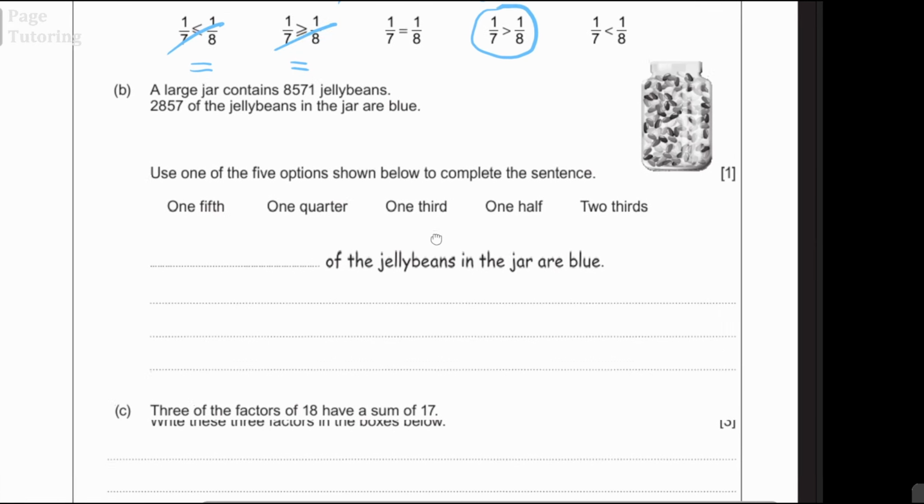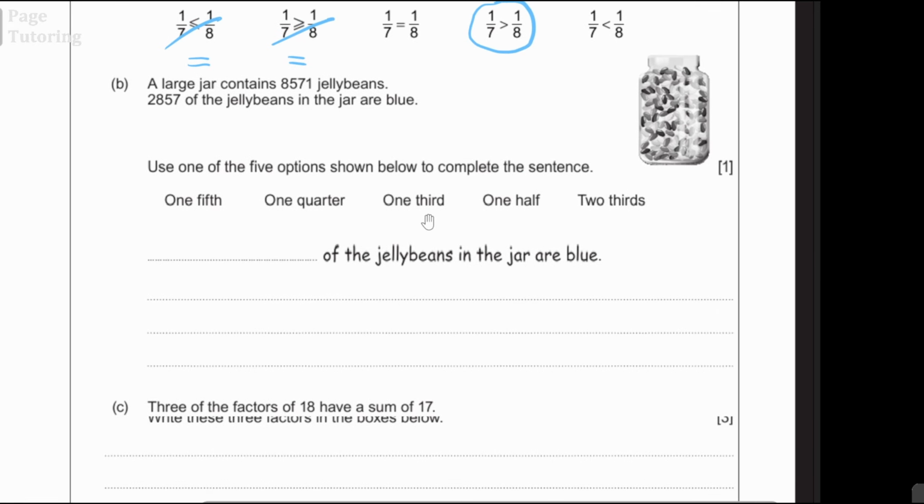Part B. A large jar contains 8,571 jelly beans. Oh, I bet they're all sticky and stuck together. Ooh, a bad way to store jelly beans.